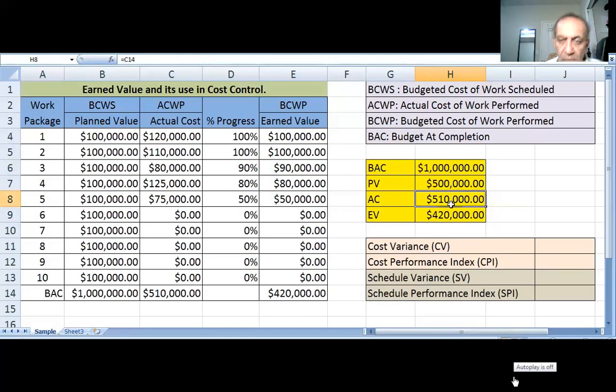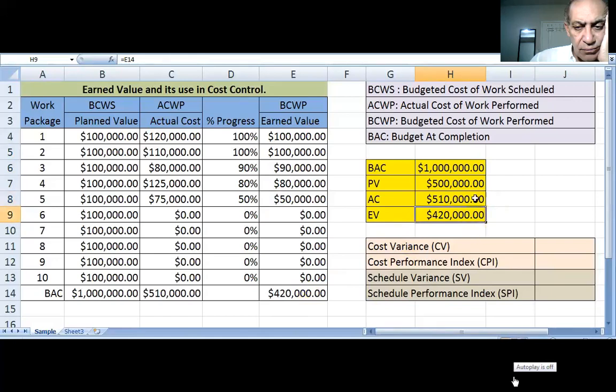To find what your actual progress is, we need to know the percentage of each work package, and we will multiply with the budgeted cost of work scheduled or planned value. So we had completed the first two work packages 100%, so we gained 200,000. The third work package 90%. The fourth work package 80%. The fifth work package 50%. So the total earned value is 420,000.